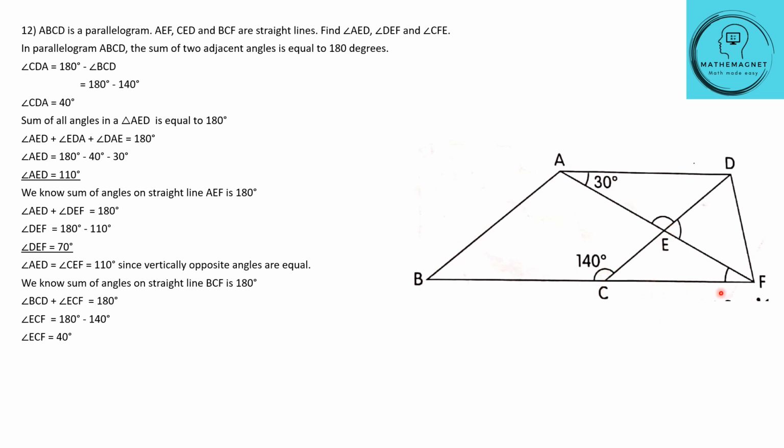Now in this triangle, you know two angles, that is CEF and ECF. Now you need to find the third angle, which is CFE. The sum of all angles in triangle ECF is 180 degrees. So ECF plus CEF plus CFE will be equal to 180 degrees. So CFE will be 180 minus 110 minus 40, these two angles we just found. So that will be equal to 30 degrees. So the third unknown angle is also equal to 30 degrees. Like that we found all the three unknown angles.